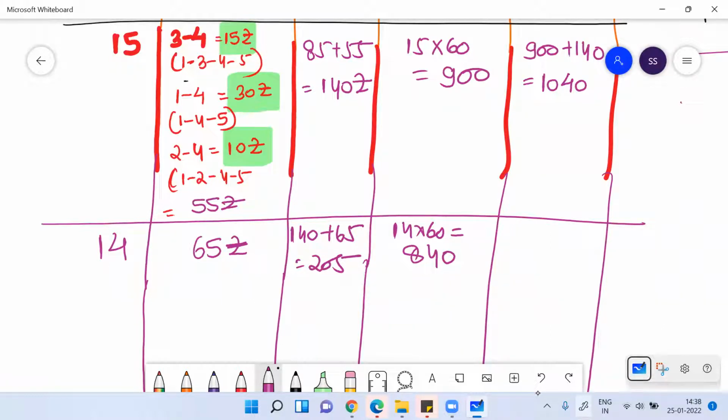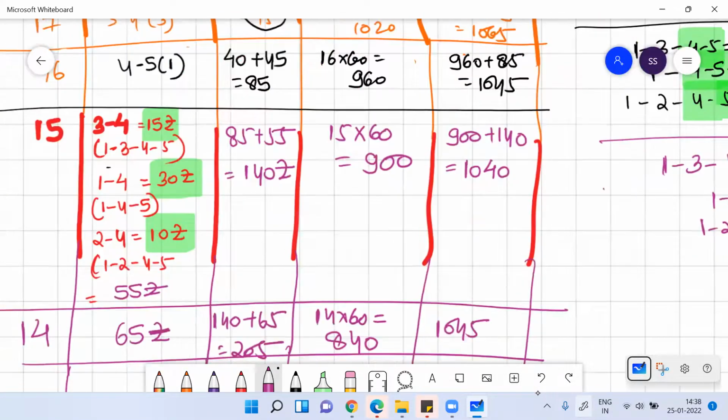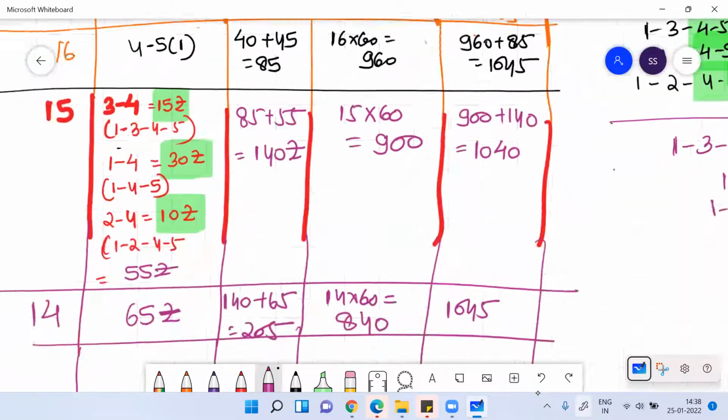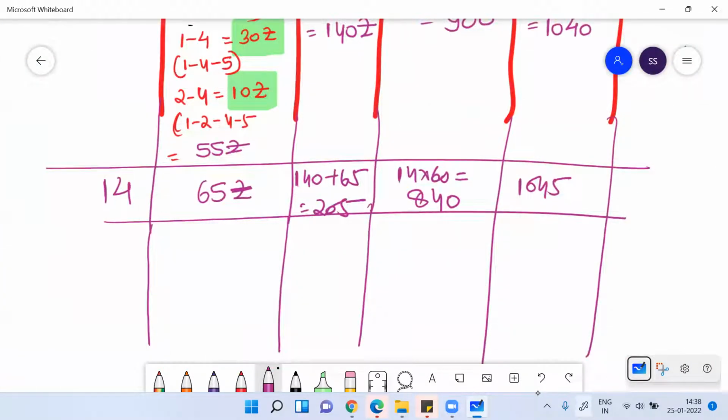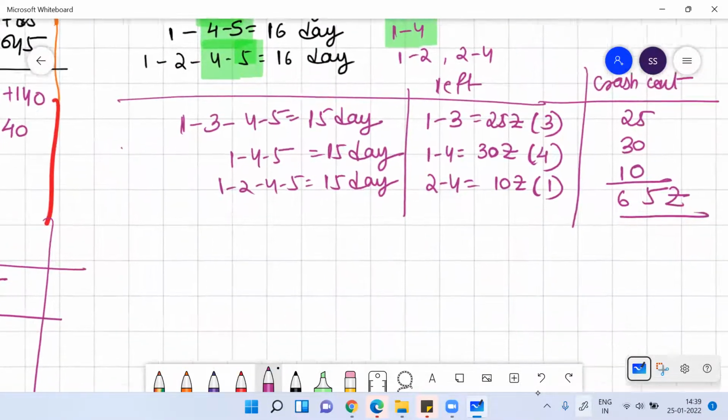That will be 1045. So your total cost will be 1045. Clear everyone? Now from 14, if I make it 13, from 14, this is one.